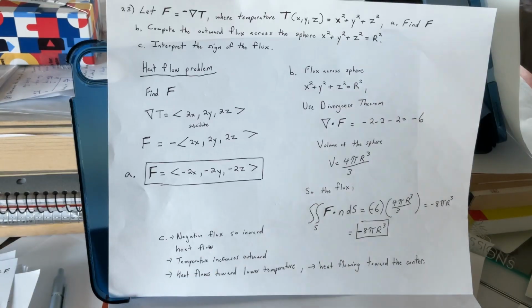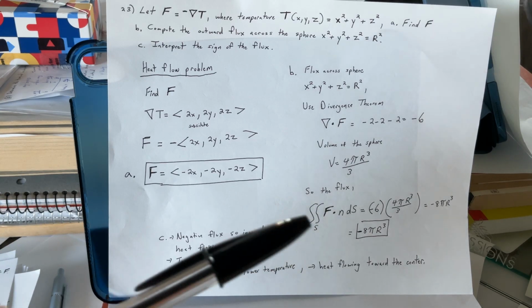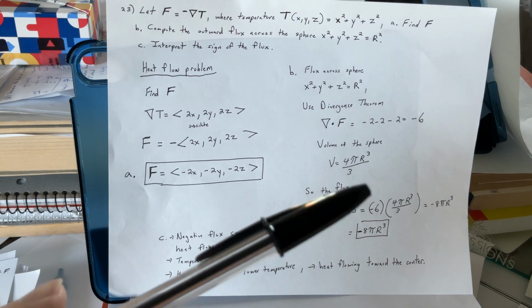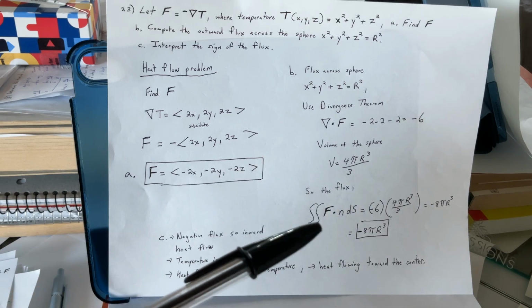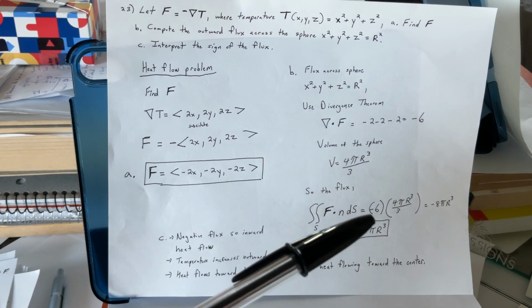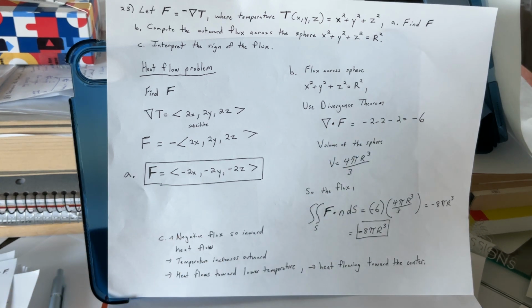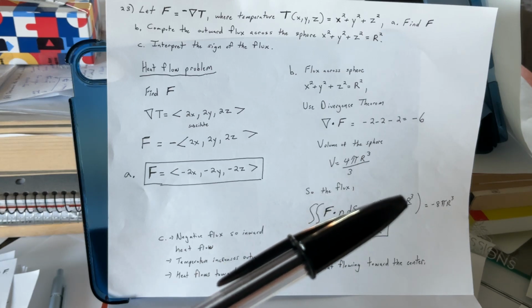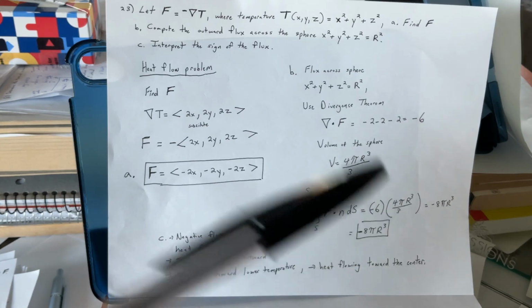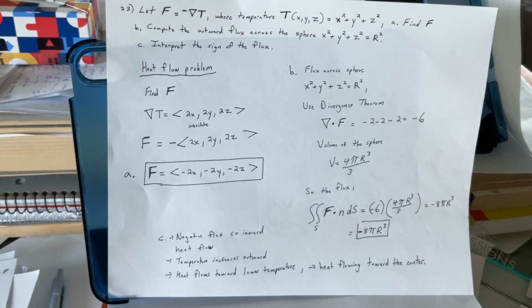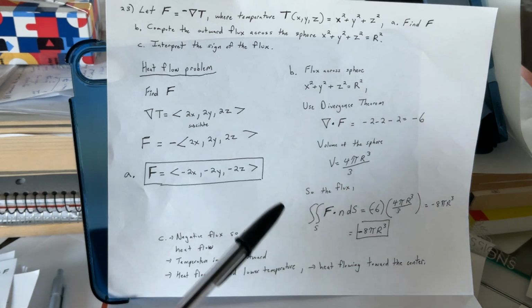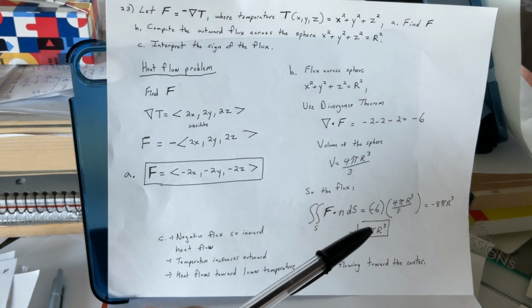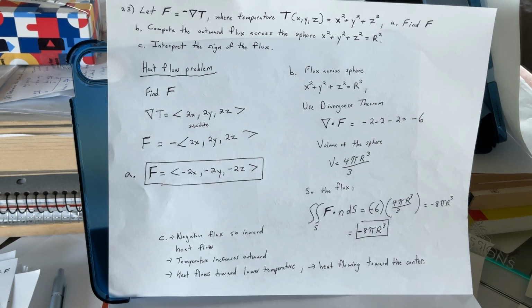So the flux in this situation is the double integral over the surface S of F dot n dS. We did all this. The F dot n gives us negative 6, and the volume is 4 pi R cubed over 3. So we just take the product of that. Negative 24 over 3 is negative 8. We get negative 8 pi capital R cubed. That is our outward flux across the sphere. That's all you have to do for that.